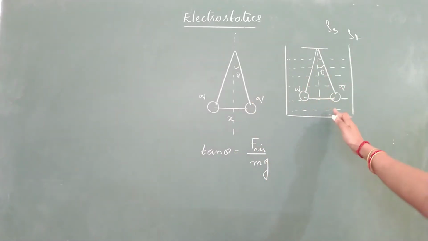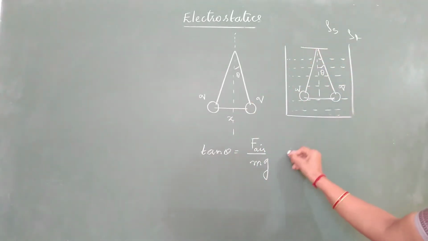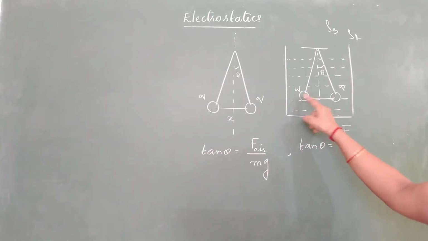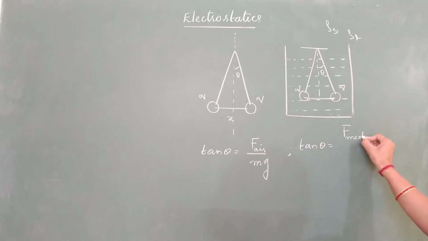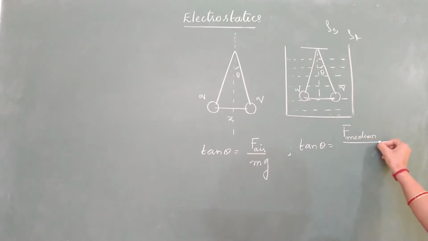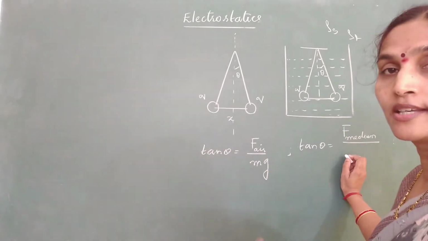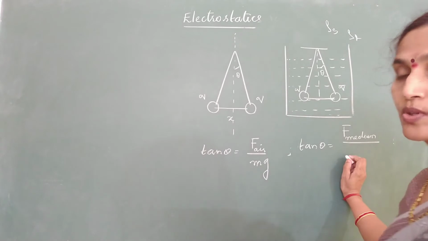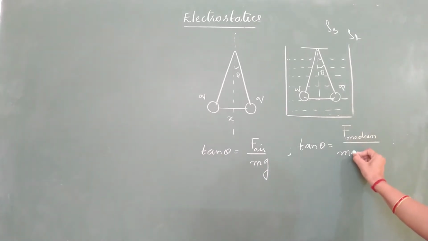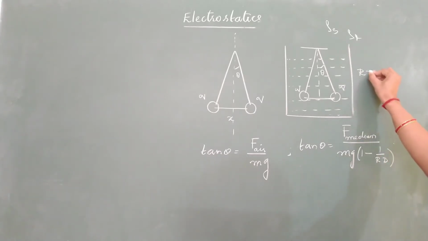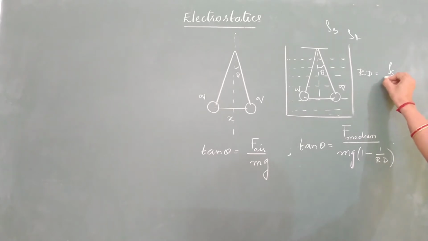Now angle is not going to change when you immerse it in a liquid. Again I will write tan theta is force between the charges in the medium by, we know mg is not written, we have to take apparent weight. Weight of the body decreases when you immerse it in a liquid due to buoyant force. So what is apparent weight? mg into 1 minus 1 by relative density. And we know relative density is density of solid by density of the liquid.